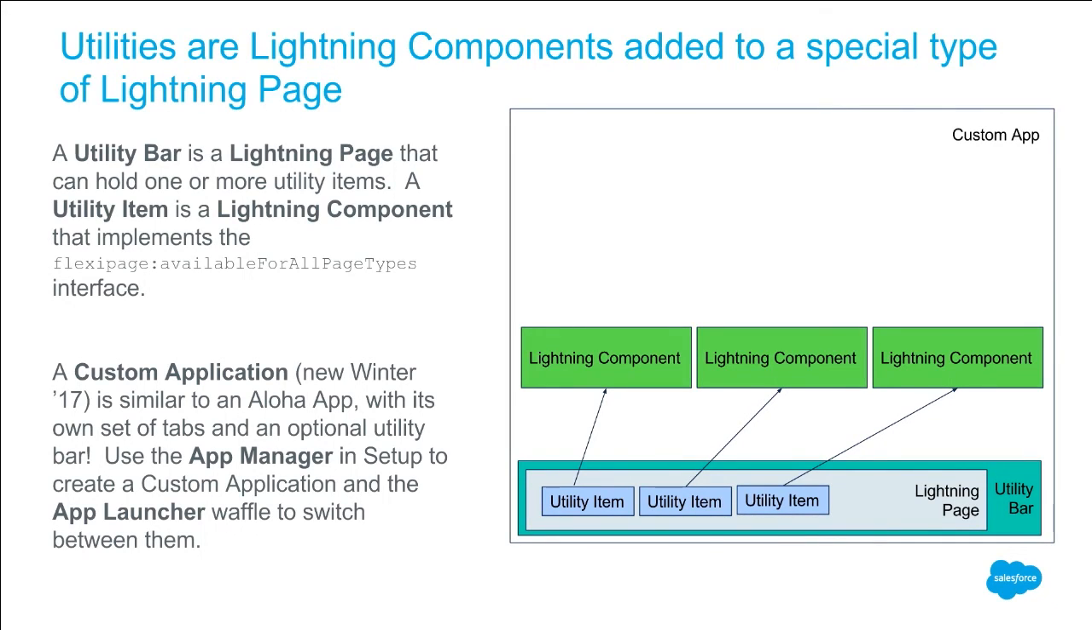Utility bars are part of a new feature in Winter 17 called Custom Application. And this is essentially the Lightning equivalent of an Aloha app. So this is pretty new. You can create a custom application in Setup through the App Manager. Right now, you can only add a couple of default utilities through the setup wizard, and those require additional licensing for things like voice. But through our API, you can add any custom Lightning component you want today.